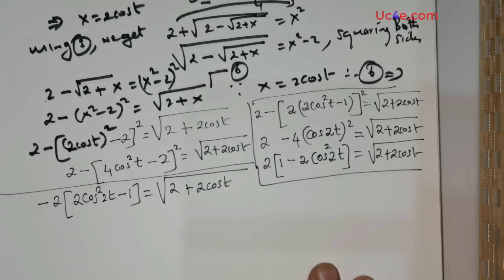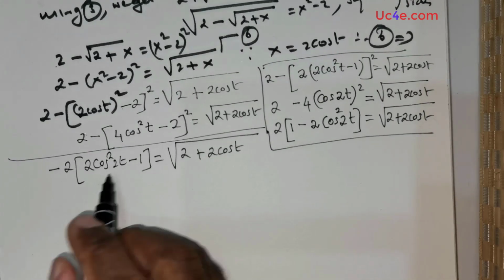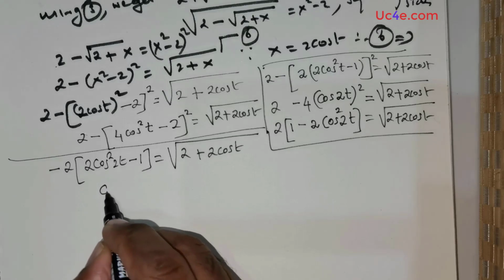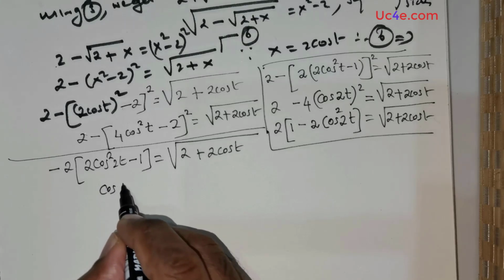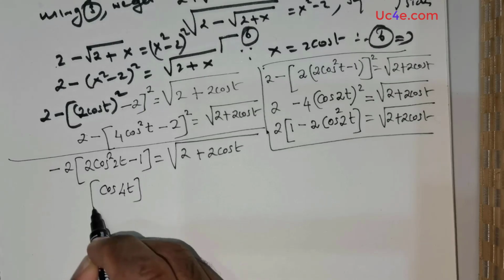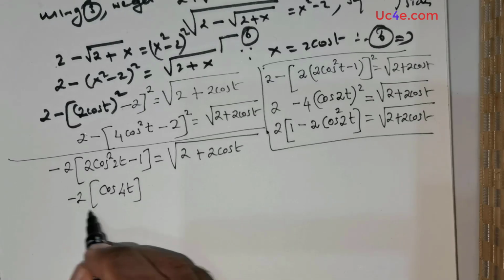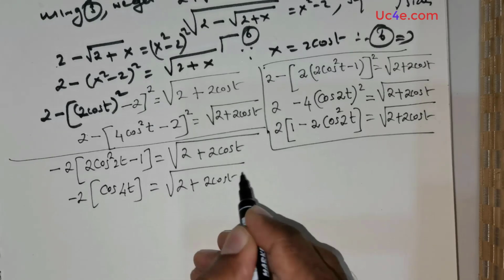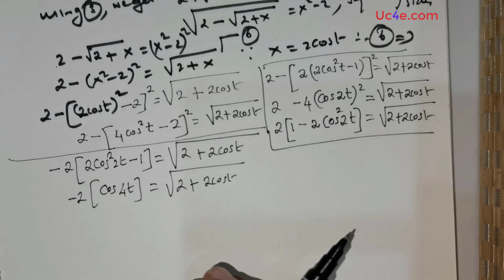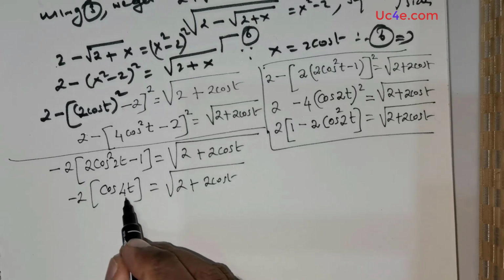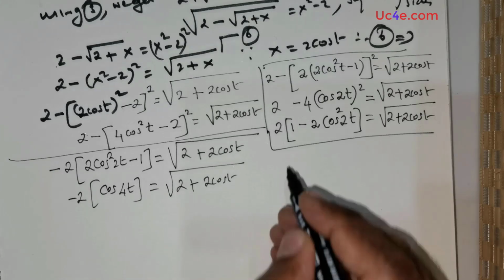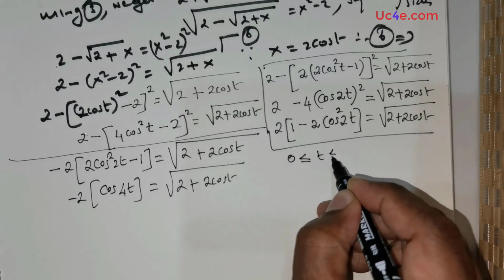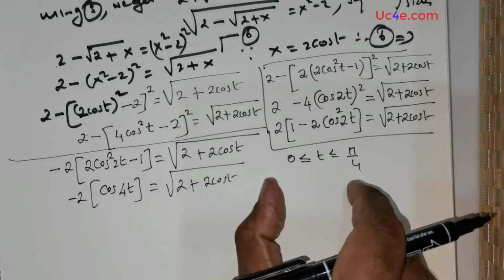This is what we have got. Now this is nothing but cos 2t, but apparently you've got a 2t there, so this can be written as cos of 4t with the negative sign, is equal to root of 2 positive 2 times cos t. So this is what we have got. Now you have to give the interval for 4t. Now we know that t lies between 0 less than or equal to t less than or equal to pi over 4. This is the interval for t.